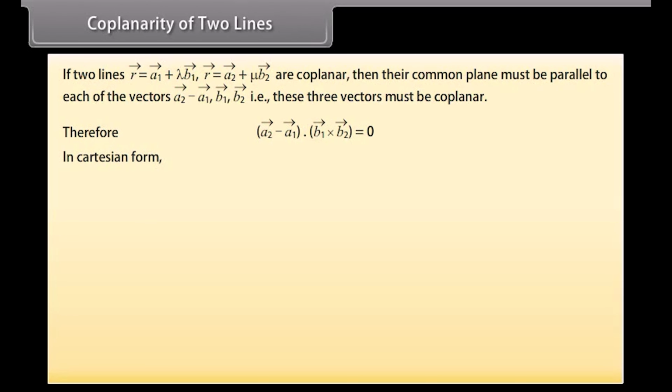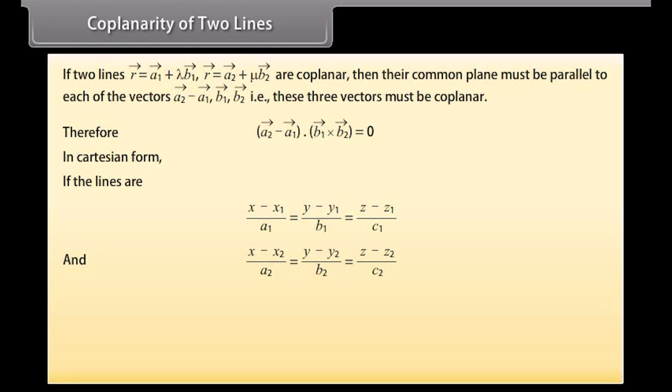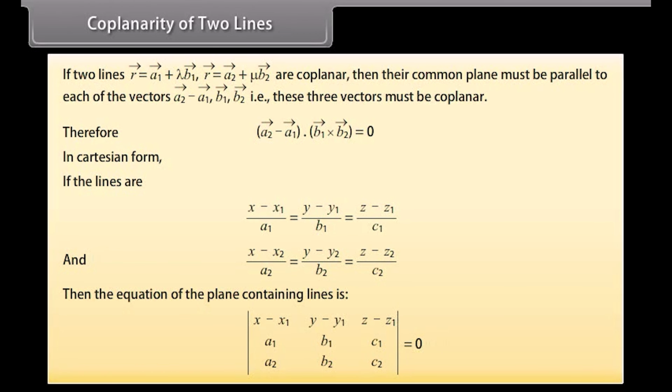In Cartesian form, if the lines are (x minus x1) by a1 equals (y minus y1) by b1 equals (z minus z1) by c1 and (x minus x2) by a2 equals (y minus y2) by b2 equals (z minus z2) by c2, then the equation of the plane containing the lines is determinant row-wise. First row, x minus x1, y minus y1, z minus z1. Second row, a1, b1, c1. Third row, a2, b2, c2 equals 0.